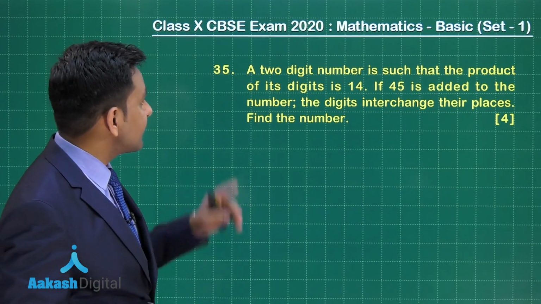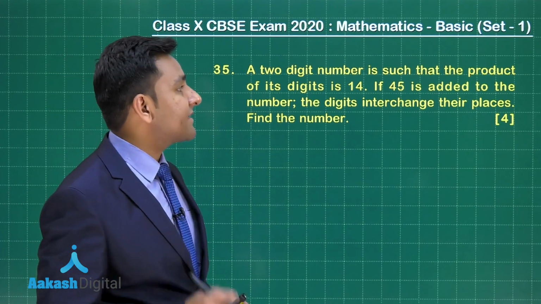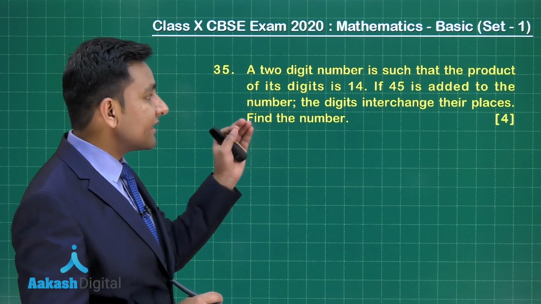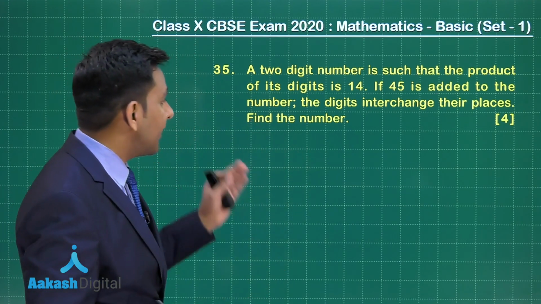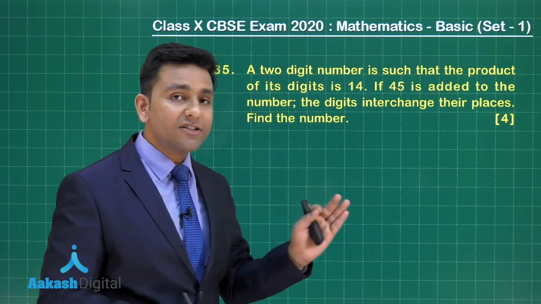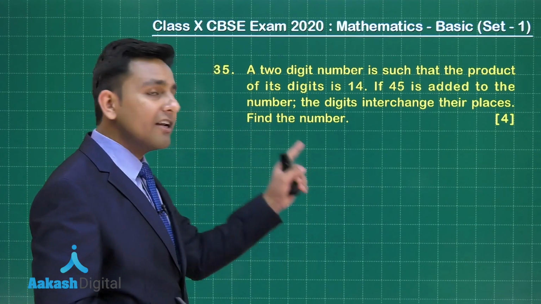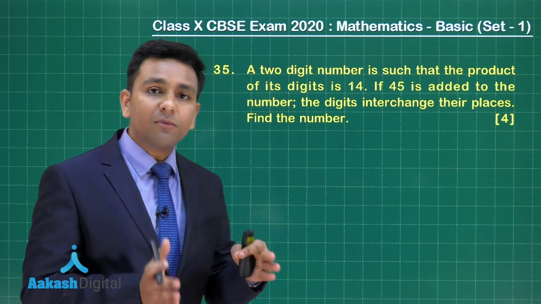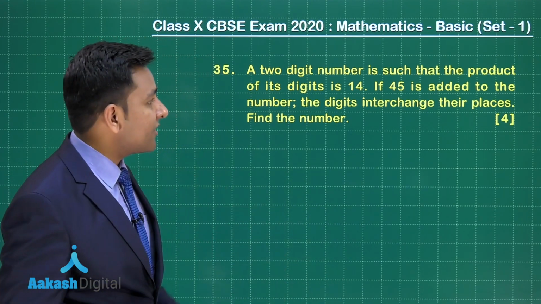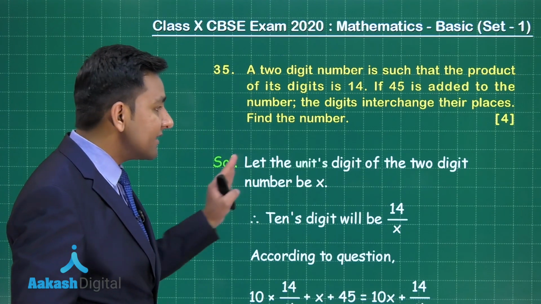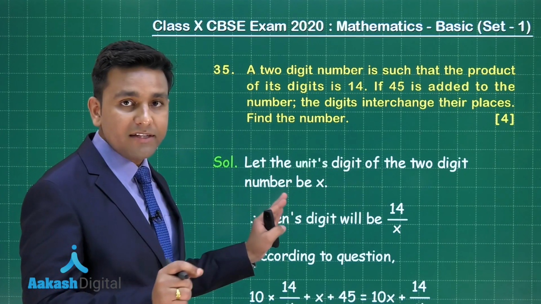This question states: a 2-digit number is such that the product of its digits is 14. If 45 is added to the number, the digits interchange their places. Find the number. This question is from the chapter Quadratic Equations. Let's solve this question. First, we are going to assume the unit digit of the given number to be x.